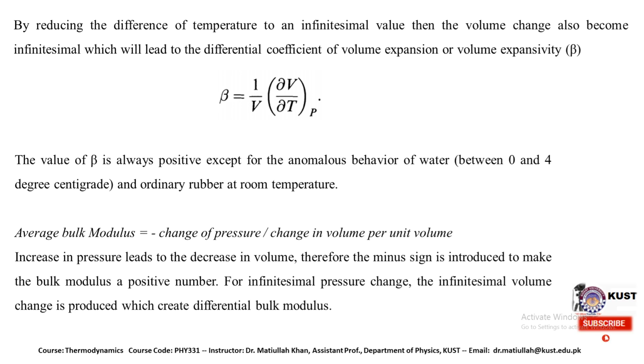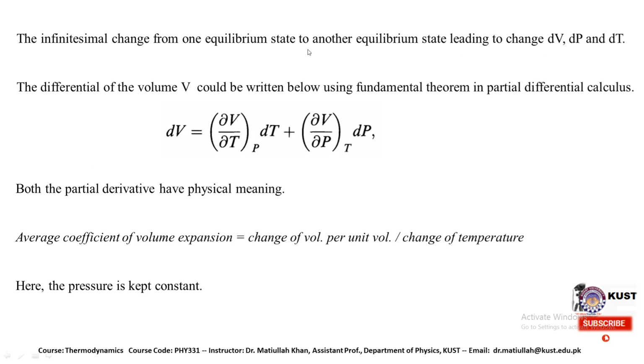The beta value is not always positive; there are some exceptions, just like water, which has anomalous behavior, and some ordinary rubber at room temperature. If we consider water and increase the temperature from 0 degrees centigrade to 4 degrees centigrade, it contracts, and in the same way, if we increase the temperature of ordinary rubber, it also contracts with an increase in temperature at room temperature.